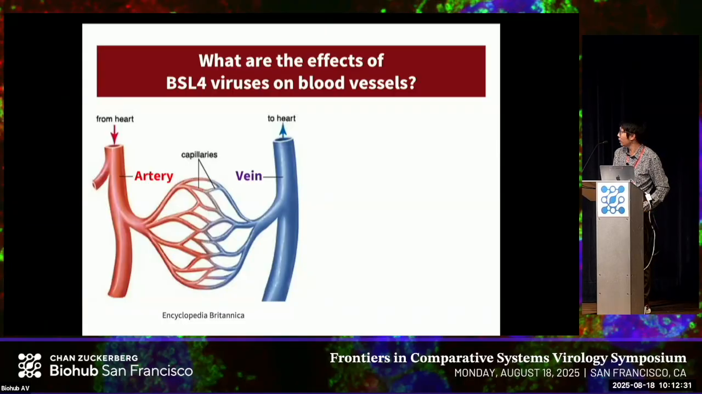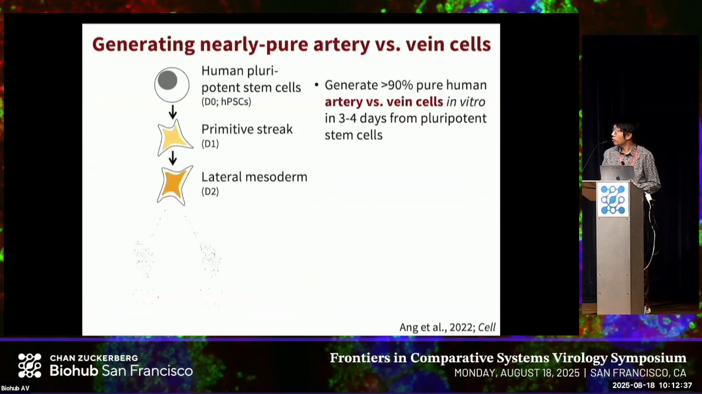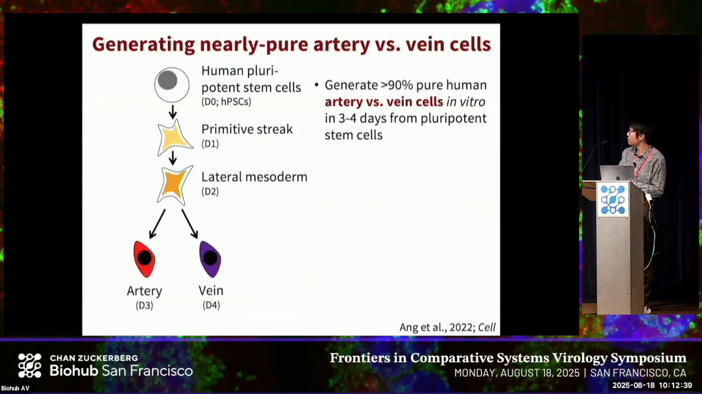One key question we had were the effects of BSL-4 viruses on blood vessels, in particular the two kinds, arteries versus veins. So first, we differentiated human pluripotent stem cells into over 90% pure batches of artery and vein cells. And this occurred in just 3 to 4 days. So for those of you who are used to working with stem cells, this is very rapid and very efficient differentiation.